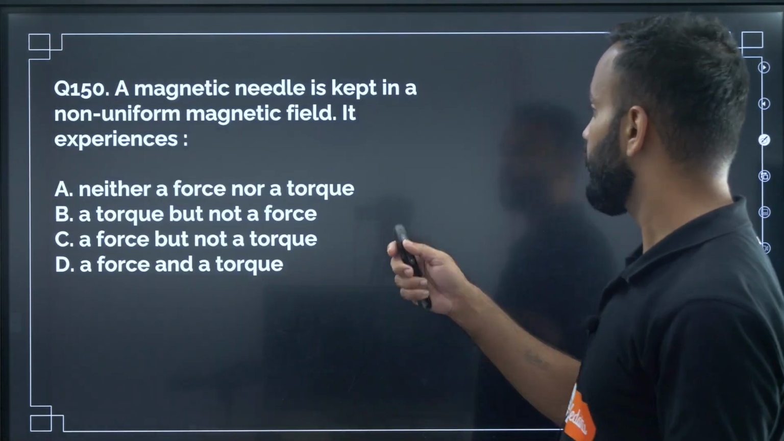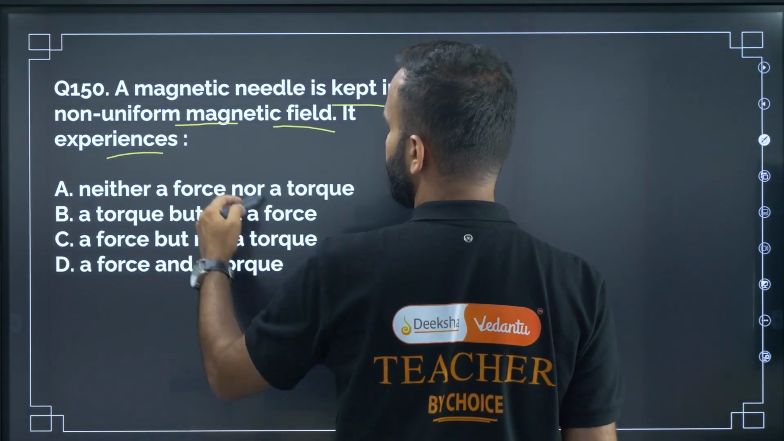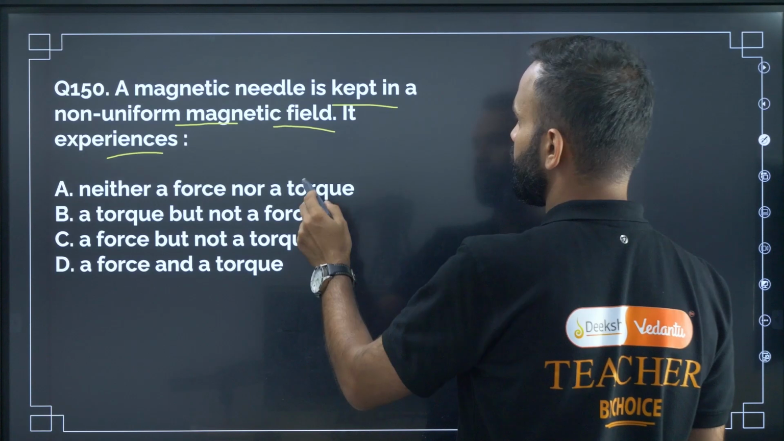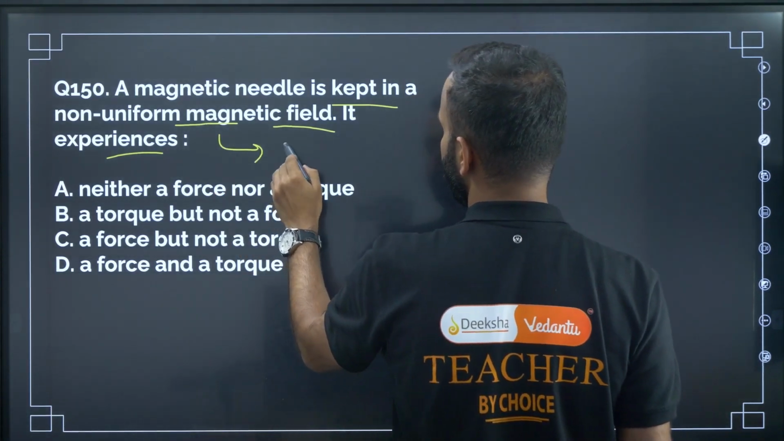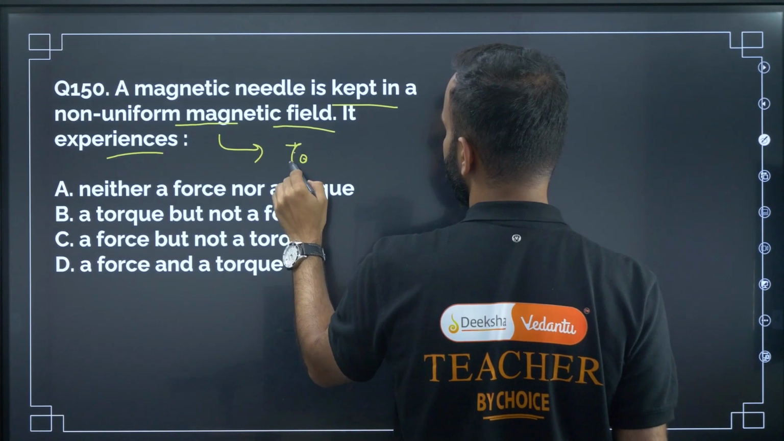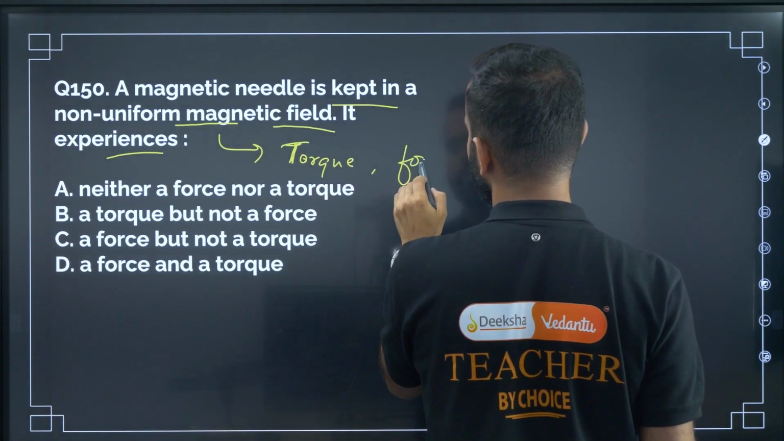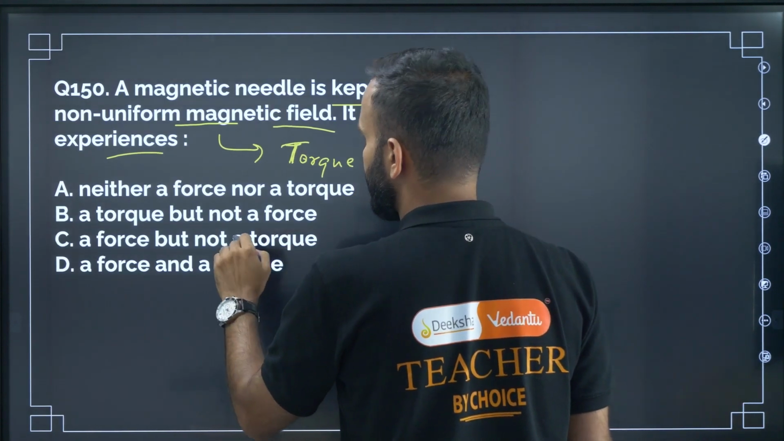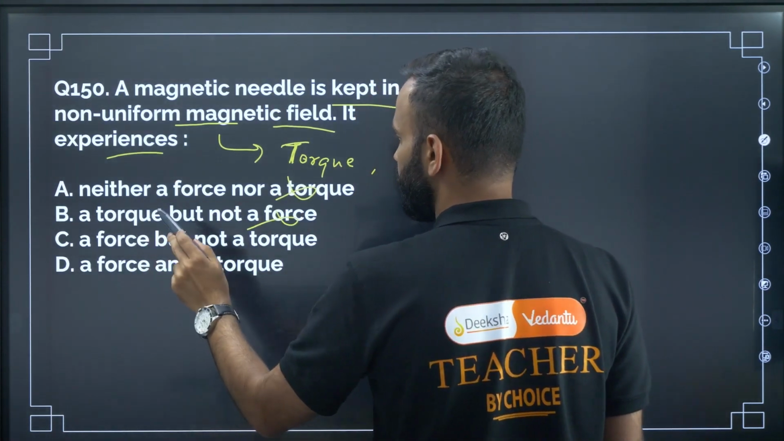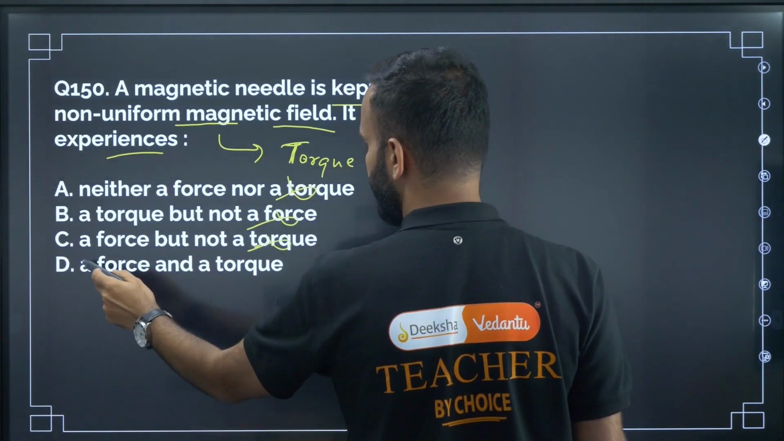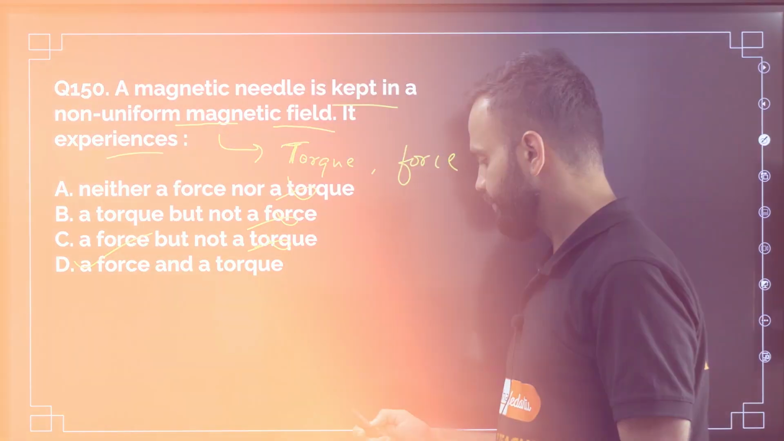Okay, question number 150. If a magnetic needle is kept in a non-uniform magnetic field, it experiences. So when you place a magnetic needle in a non-uniform magnetic field, it experiences torque as well as force. So option A, neither force nor torque, is wrong, the second one is also wrong, the third one is wrong, the fourth one, a force and a torque, is correct. Option D is the correct answer, right?